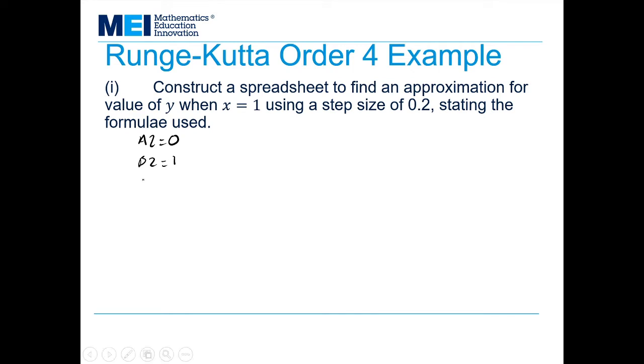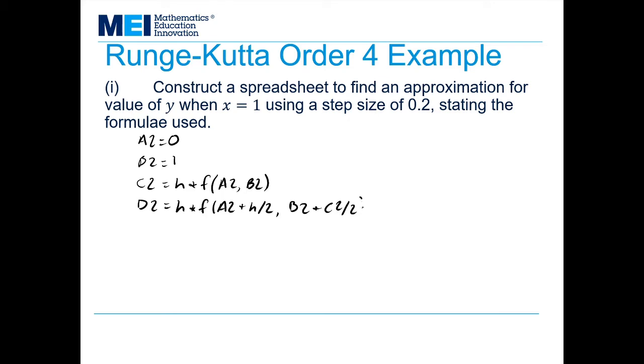Now we did our 4 k values. So C2 was equal to h times f of A2 and B2. And then D2, this was my K2 value. This was h times f of A2 plus h over 2 and B2 plus C2 over 2.